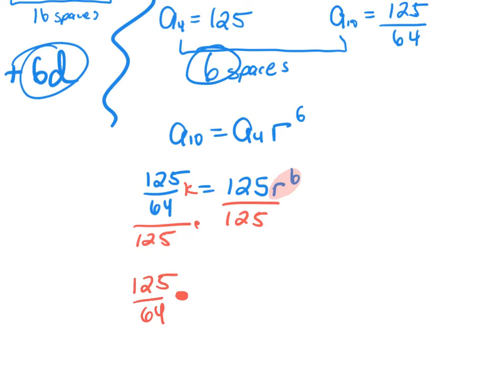Because watch what happens. I'm going to do 1 over 125, right? What happens to my 125s? They cancel out. So I have 1/64 equals r to the 6th. Now, I don't want r to the 6th. I want just plain r.